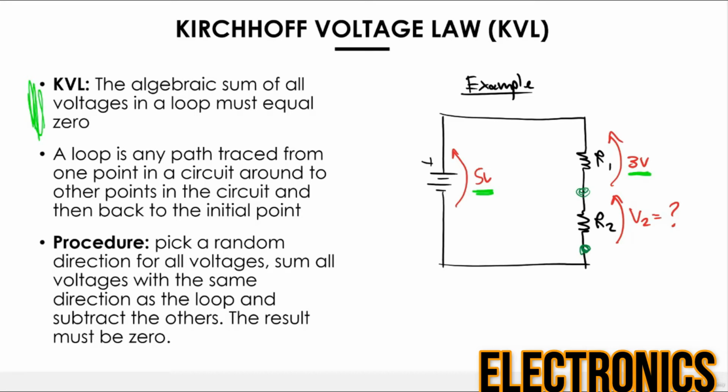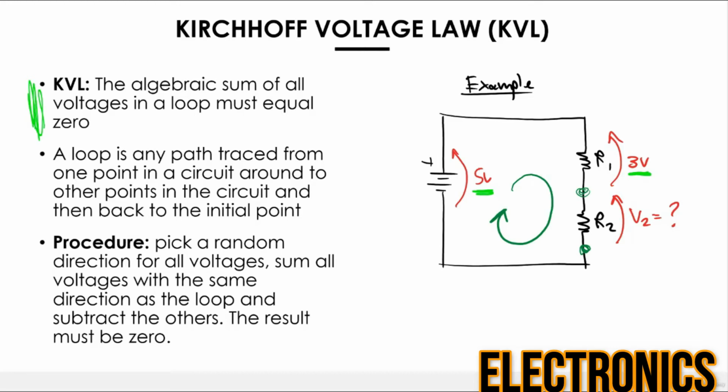Then you assign a direction of the loop. So you have this loop, you just write a circle here, and you decide, let's use this direction as a convention. Any direction is fine. It can be clockwise or counterclockwise. And now all you're going to do is sum all these voltages together, and the ones that go in the same direction as the circle are going to be positive.